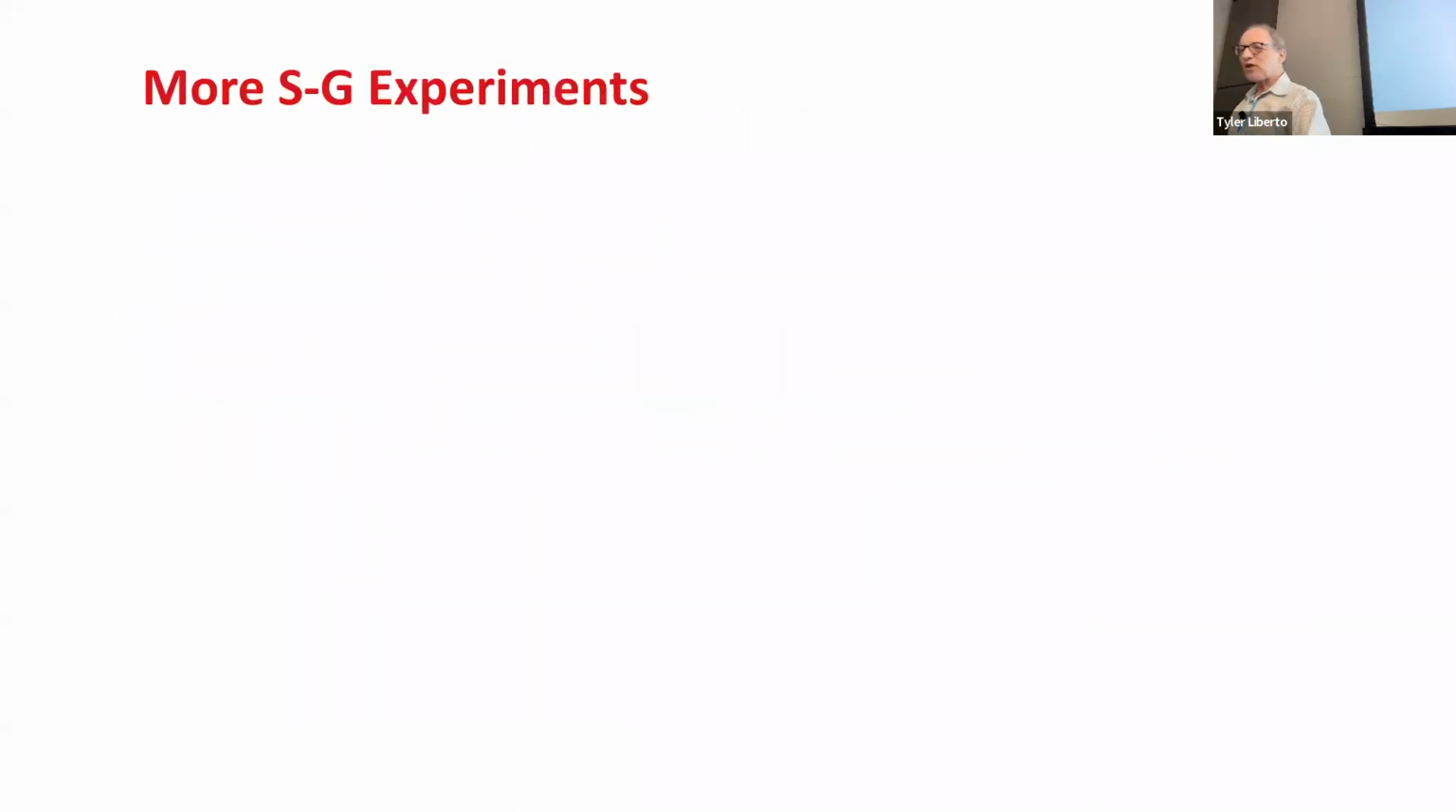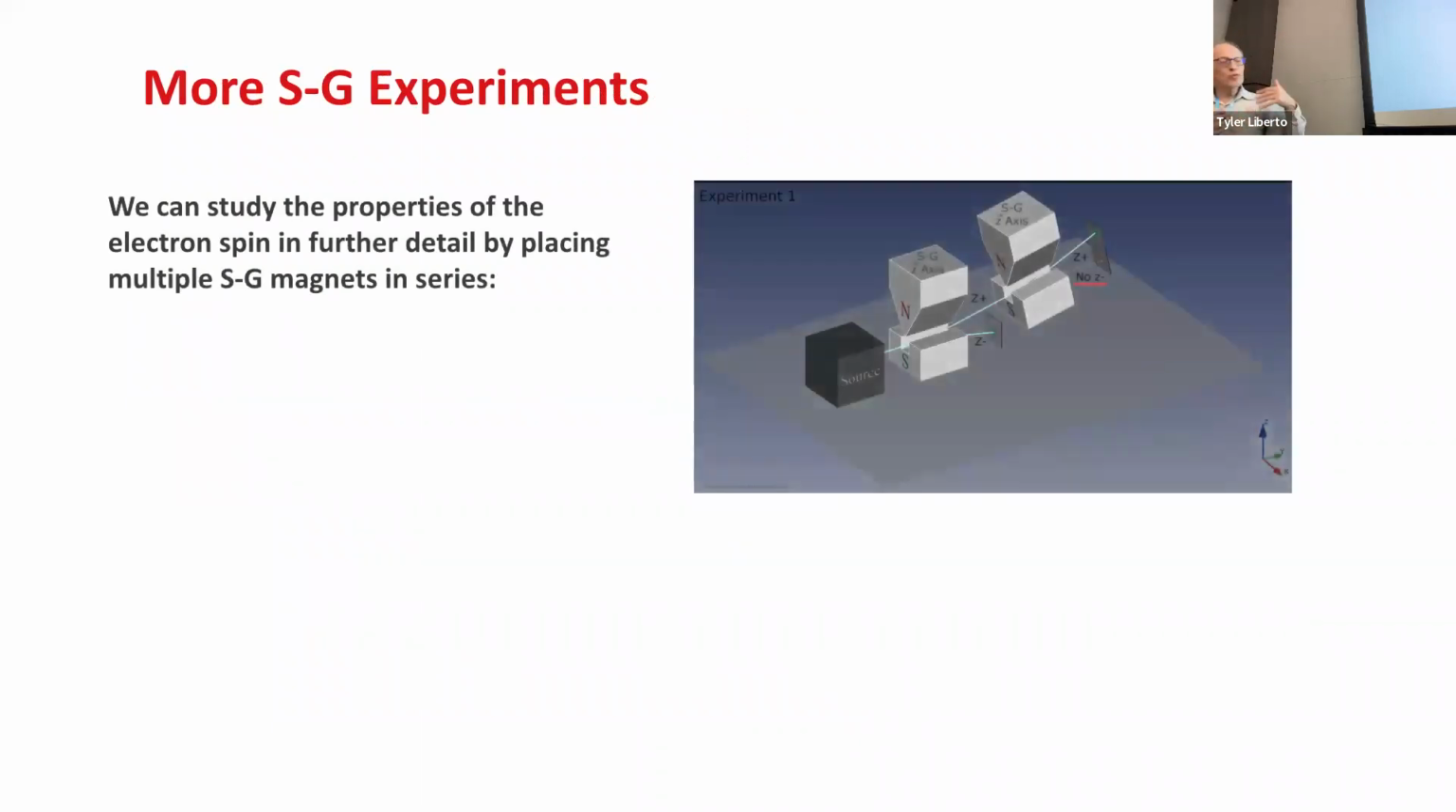So I want to continue a little bit with that, with doing a few more of these experiments. The first one that we had seen before was one where we had a deflection in the z direction, or in the vertical direction. Now I take another second magnet there in the vertical direction.